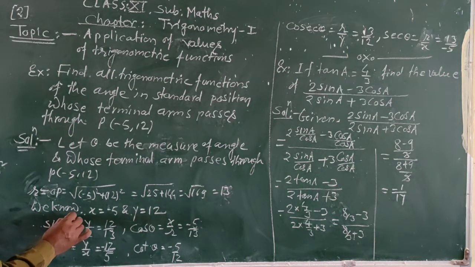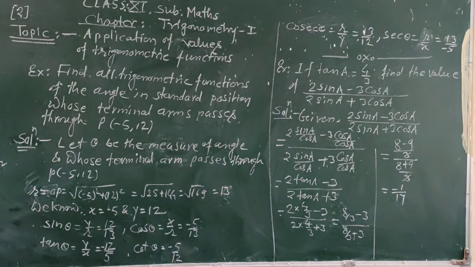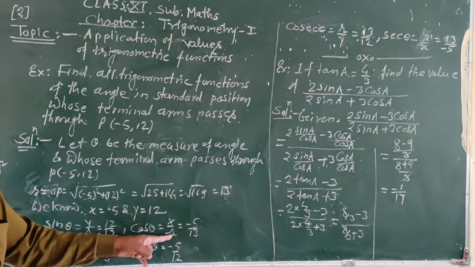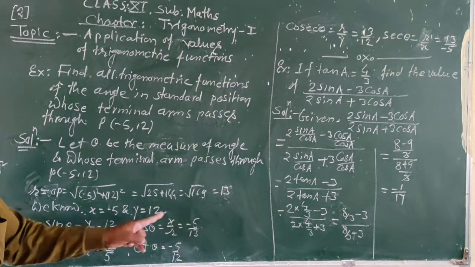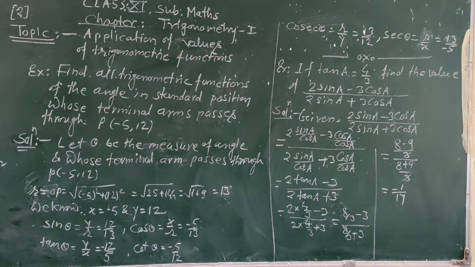Now we know that from the given point x is equal to minus 5 and y is equal to 12. So these values are to be applied for the different trigonometric ratios. Sin theta, you know, is y by r, that is the opposite side upon the hypotenuse. So the opposite side is 12 and the hypotenuse that we obtained, r, is equal to 13. So it becomes 12 by 13. Cos theta is equal to adjacent side upon hypotenuse, that is x by r, and x is minus 5 and r is 13. So its value is minus 5 by 13.